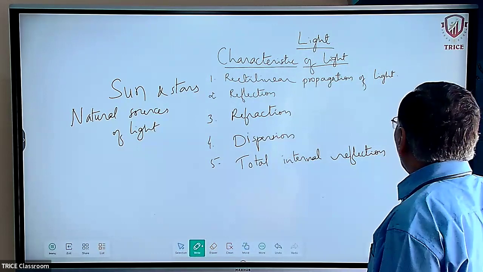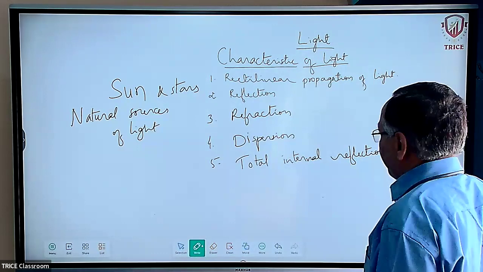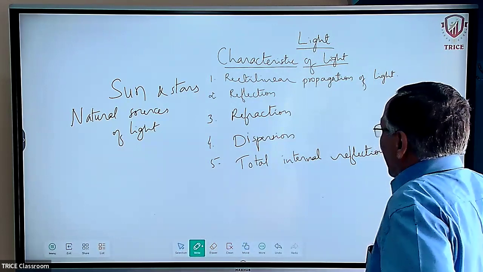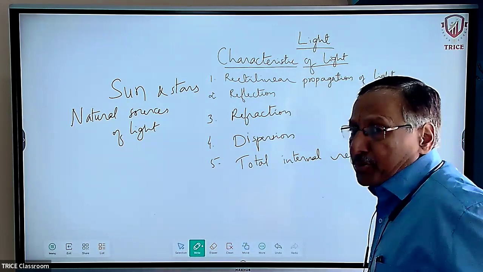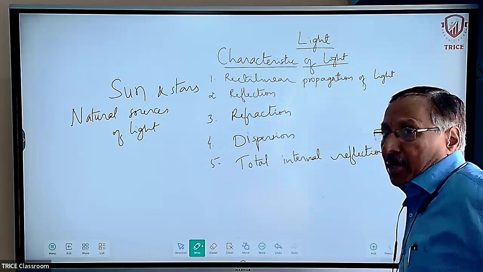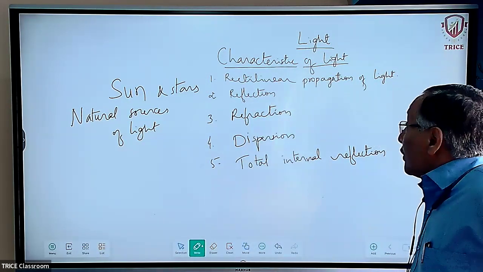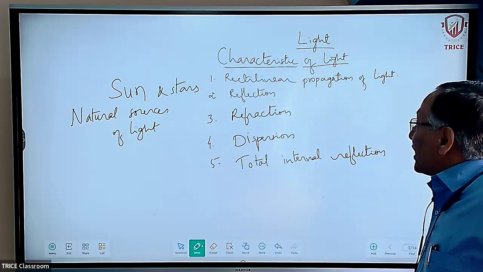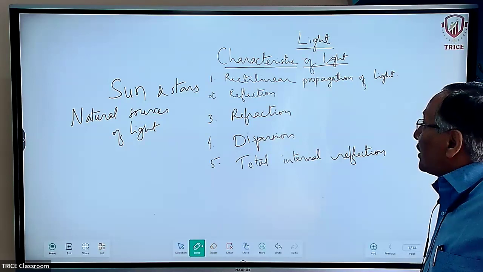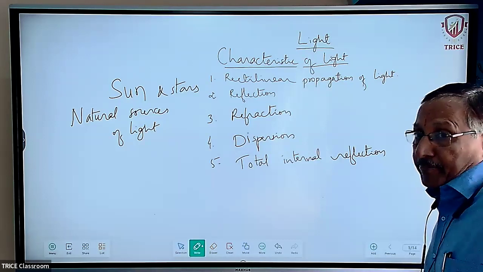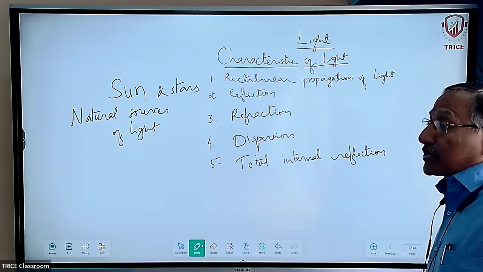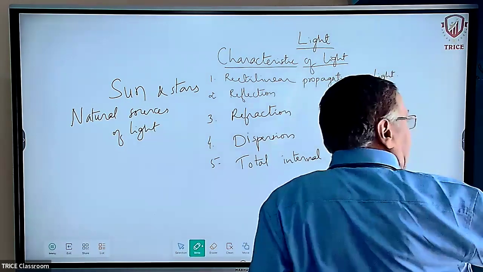Rectilinear propagation of light. What do you mean by rectilinear? Yesterday I told you rectilinear motion. That means motion of an object along a straight line. We call it rectilinear propagation. So here also rectilinear propagation means light always travels in a straight line. It doesn't travel in a zigzag fashion. It always travels straight.